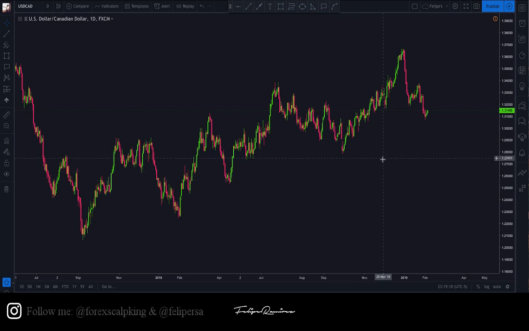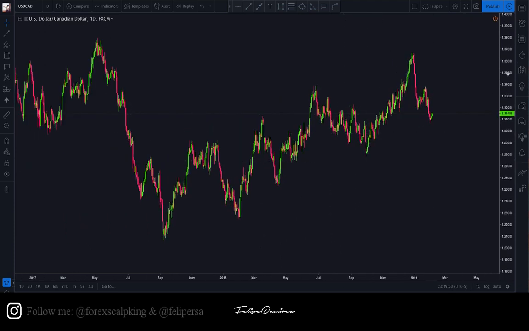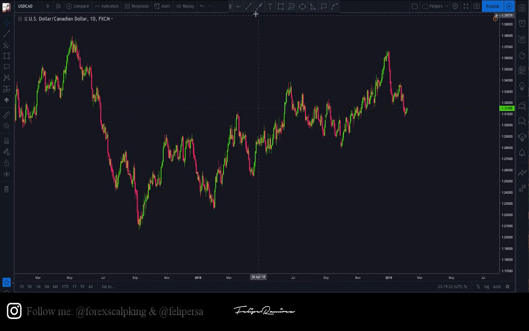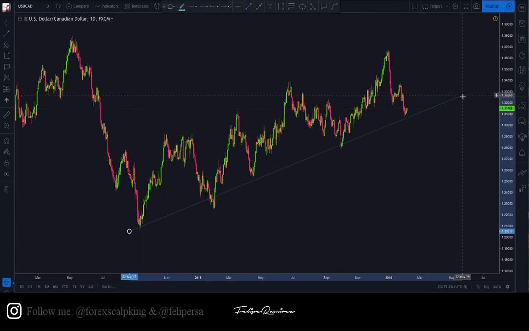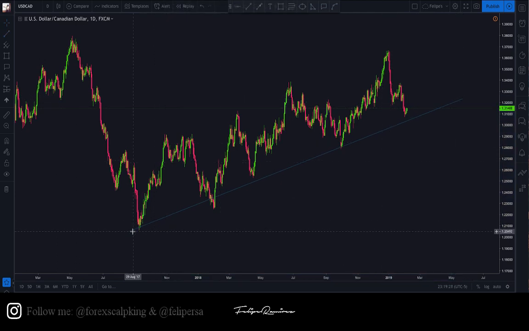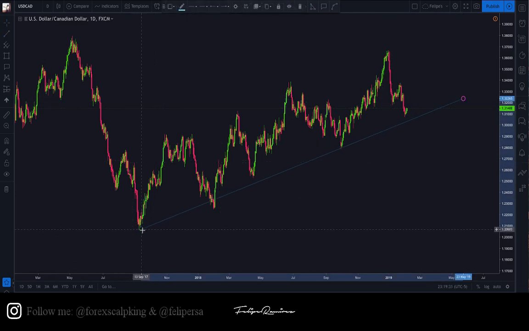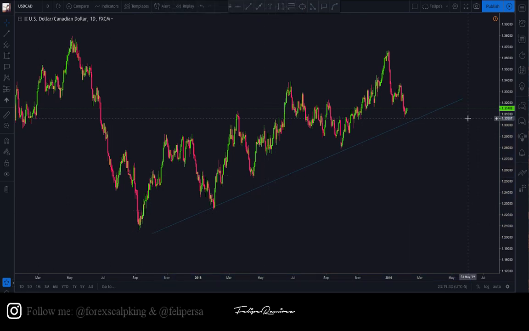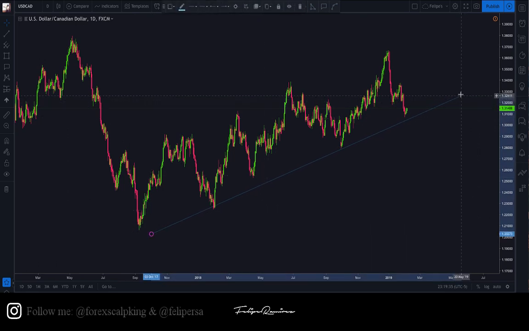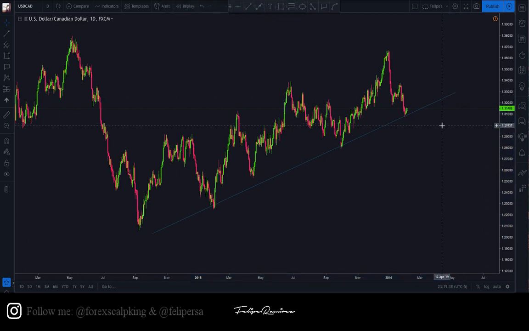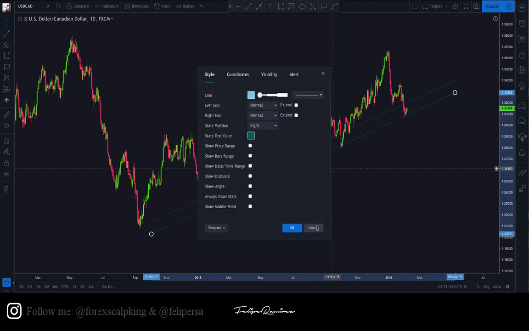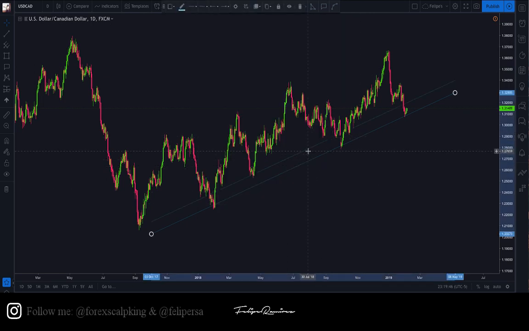CAD, US dollar, Canadian dollar. Now, earlier today I sent an analysis using my phone, so I'm gonna do a quick video to make it more comprehensive and more clear. This is USD/CAD, the daily chart, and I really want to quickly show you this clear uptrend channel.